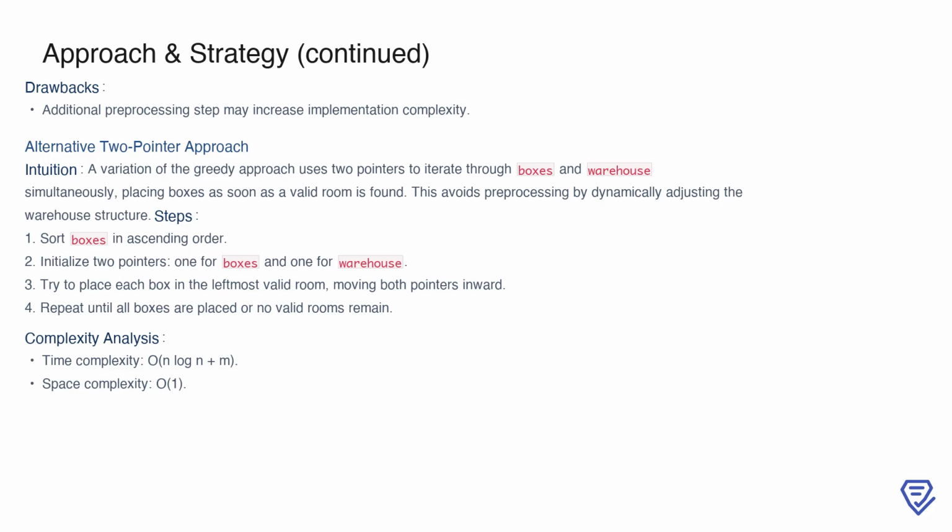While the time complexity remains O(n log n + m), the lack of pre-processing makes the implementation slightly simpler. However, the dynamic adjustments required can make this approach less intuitive in certain scenarios. The 2-pointer variation has its advantages, primarily in its simplicity. Without the pre-processing step, there's less upfront work, and the logic is streamlined. It achieves comparable efficiency to the pre-processing-based greedy approach, making it a strong alternative. However, dynamically adjusting the warehouse structure during placement may introduce complexity in reasoning about the constraints.